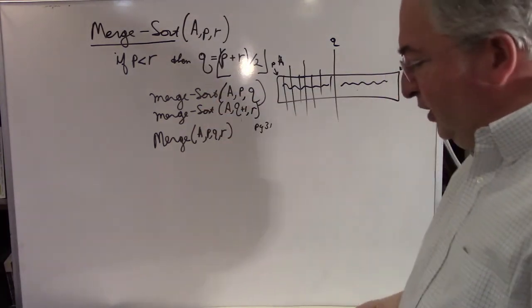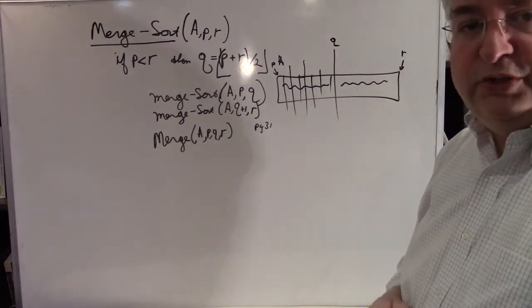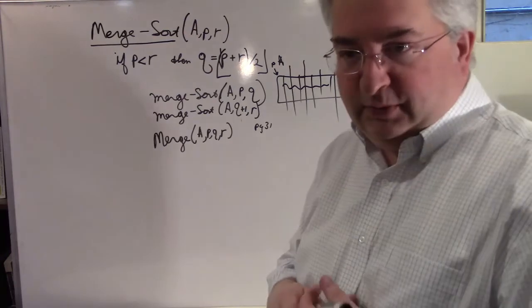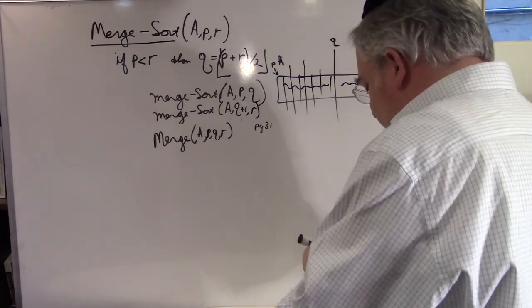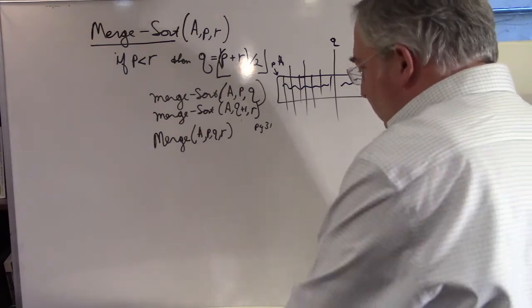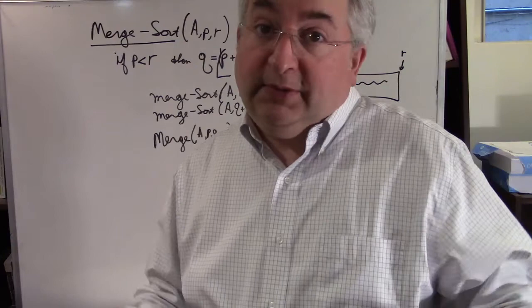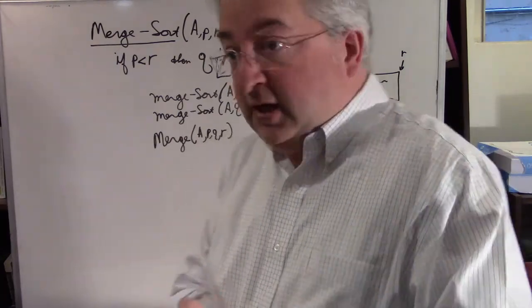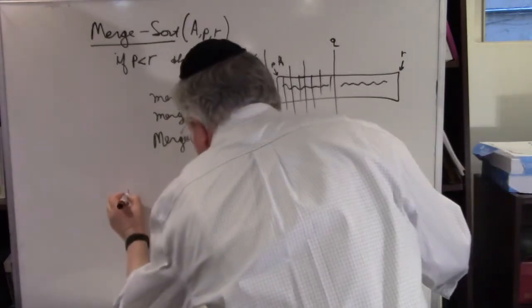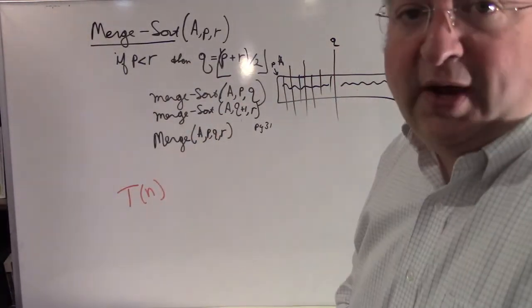Now, question. How much work is done? How many operations do we have to do? How many swaps do we have to do? I'm doing this because I want to show you this analysis. Well, again, how many swaps do you have to do? Well, it depends how many cards you have. So let's say I have n cards. How many swaps do I have to do?